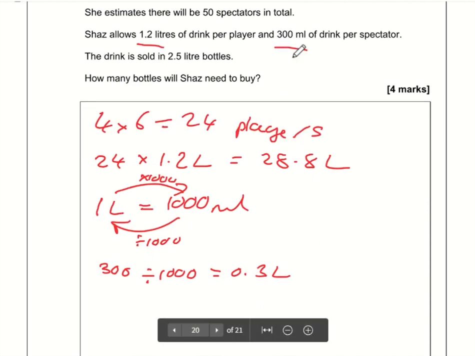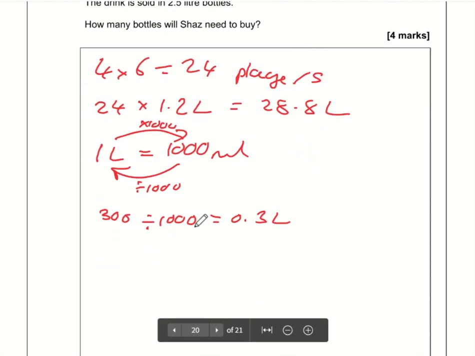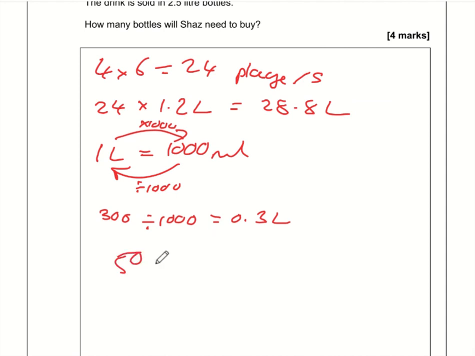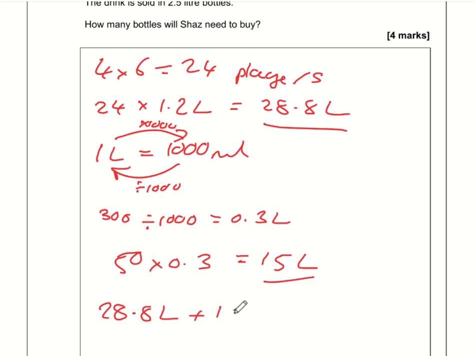Okay, so 50 spectators, 0.3 litres each. So that's going to be 50 multiplied by 0.3, so that is 15 litres. So the total is going to be these two added together, 28.8 litres plus 15 litres is 43.8 litres needed in total.